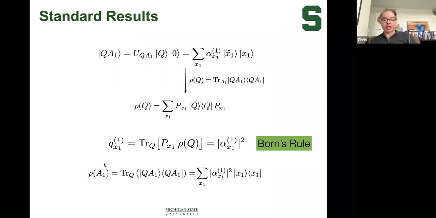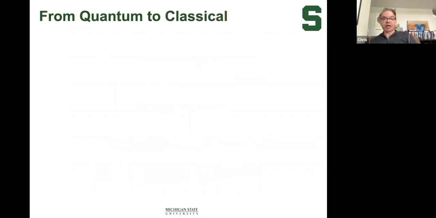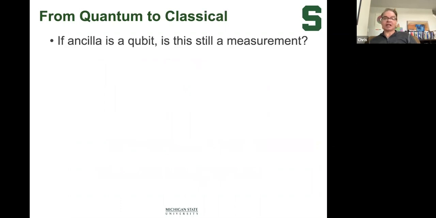I can also, of course, trace over the quantum state for this joint wave function, and I will get this density matrix of the measurement device, where on the diagonal I have all of the probabilities to observe any of the eigenstates x1. So far, so good. Now we can ask the following question. Well, look, Chris, your ancilla is a qubit. Why would you call that a measurement? It's just an interaction between two quantum qubits, right?